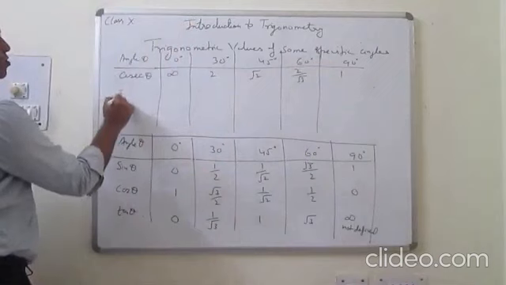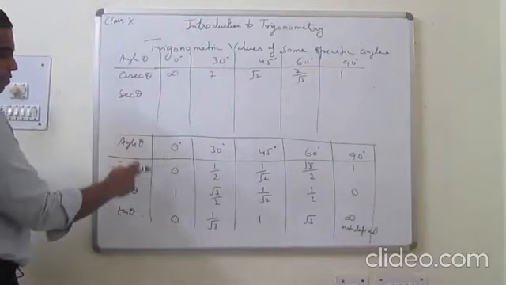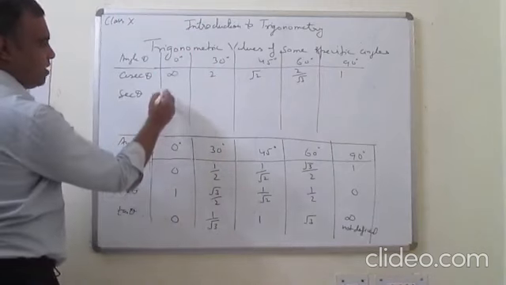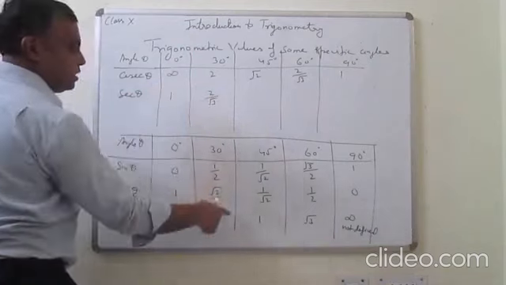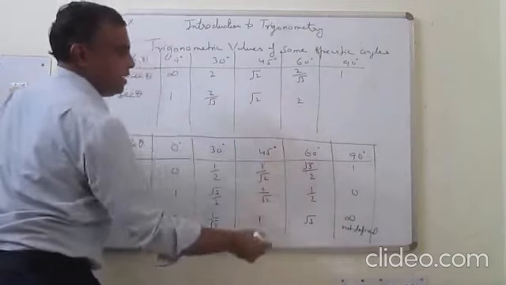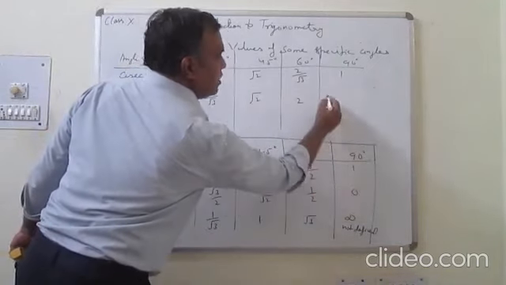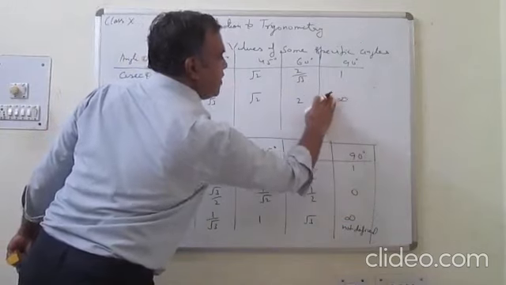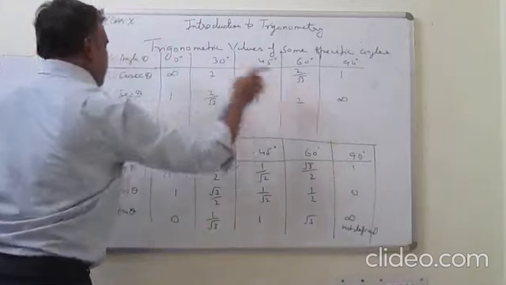Now, sec theta is the reciprocal of cos theta. 1 upon 1 is 1, 2 upon root 3, root 2, 2 upon 1, and 0 upon 1 gives 1 upon 0. What will that be? 1 upon 0 is infinity, not defined. So sec theta is increasing from 1 to infinity.